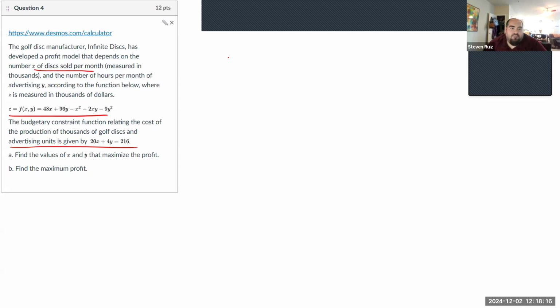So how do we optimize something under a constraint? We have to use this Lagrange process. So we're going to take the function we're trying to optimize and take partials with respect to every independent variable there is. In this case, there are only 2. So partial with respect to x, 48x becomes 48. 96y, that's a constant with respect to x, so it vanishes. Negative x squared becomes minus 2x. Minus 2xy becomes minus 2y. Minus 9y squared vanishes.